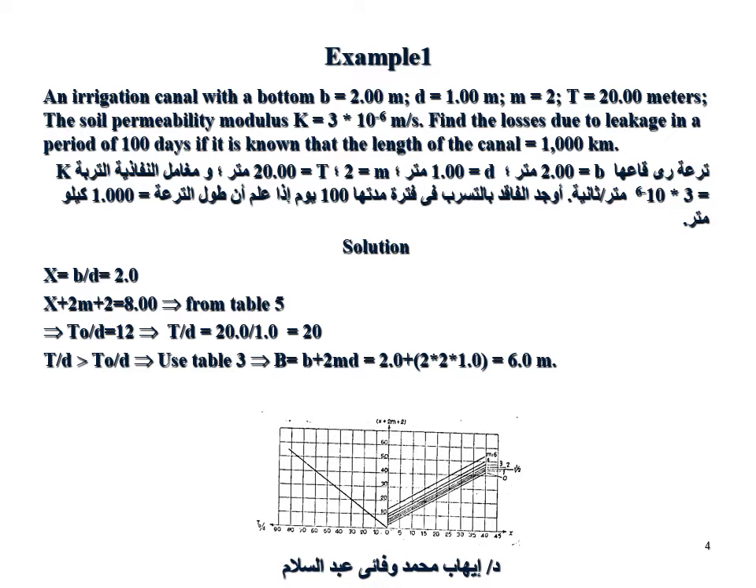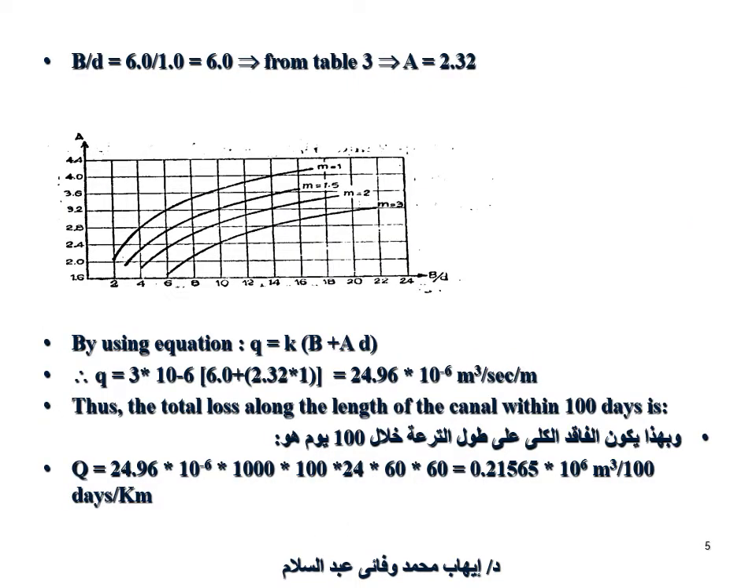Solution: B over D equal 2, B over D plus 2M plus 2 equal 8 from table 5. We arrive that T naught over D equal 12 and T over D equal 20 over 1 equal 20. T over D more than T naught over D. Use table 3. We arrive thus B capital equal B plus 2MD equal 6. This is the first example.